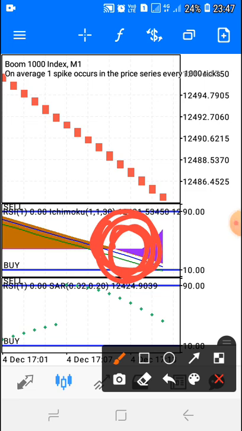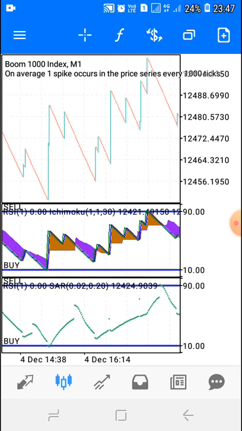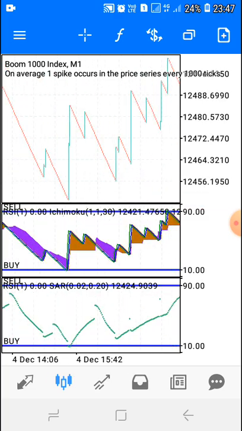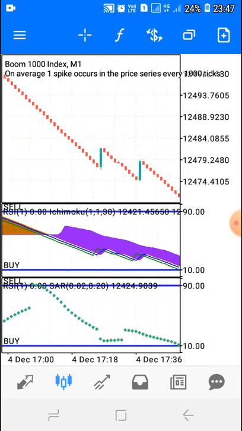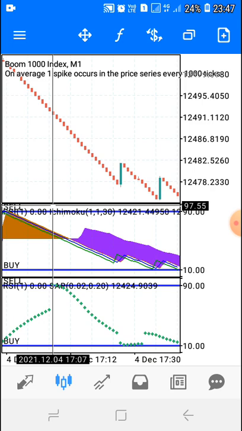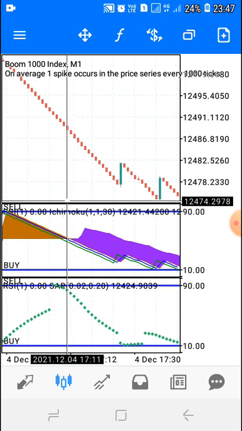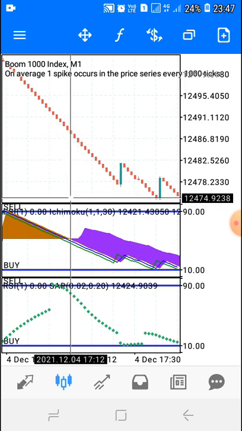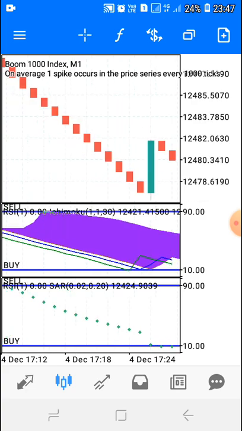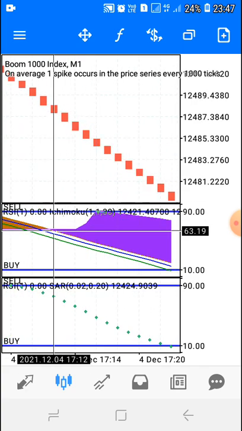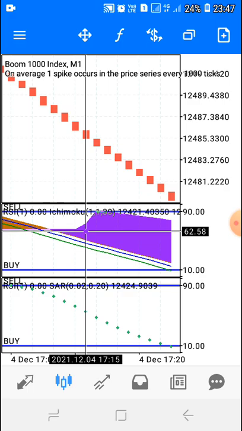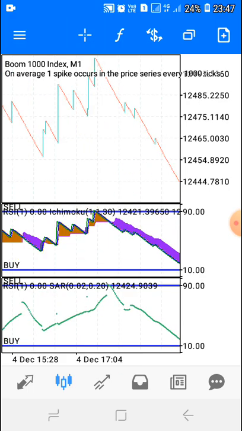Once it's brown, okay, and it doesn't move, and then it turns purple, we look at the parabolic SAR at the bottom. So if the parabolic SAR is at the 90 level and the Ichimoku turns purple, it's time for us to take an entry. So check this out. It didn't move, right? It didn't move. Look at this. Take 2 to 5 candles. Okay, here's our entry. Let me zoom in. 1 2 3 4 5 candles, then we're out of the market.